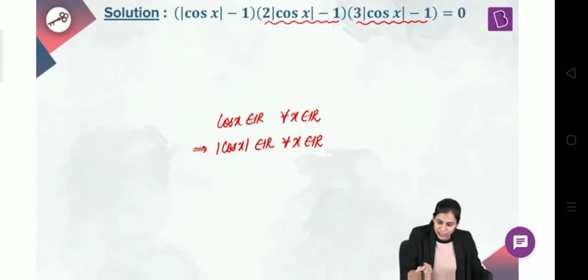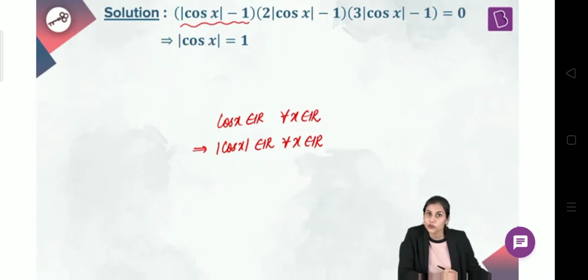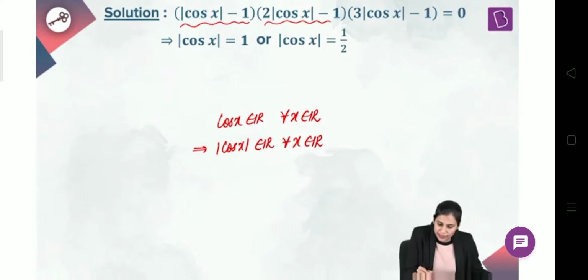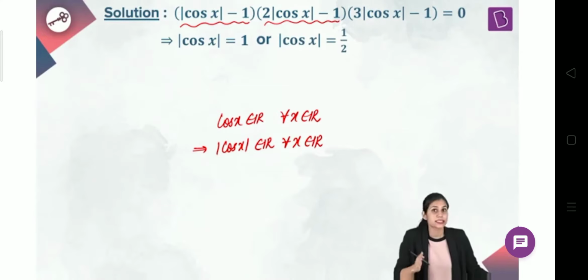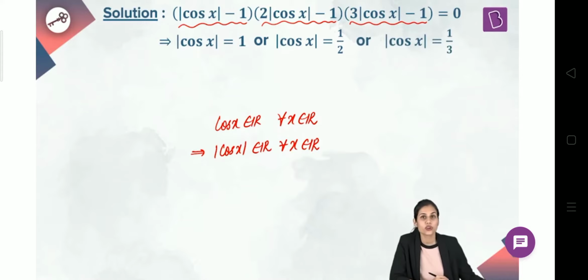That gives you either the first factor is 0, which is giving you mod cos x is equal to 1, or the second factor is equal to 0, which gives you mod cos x equal to half, or the third factor is equal to 0, which gives you mod cos x equals 1 by 3.